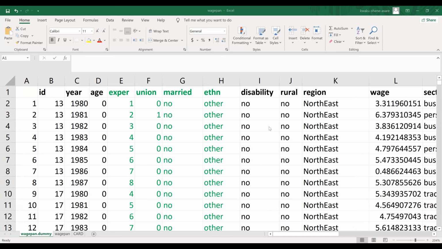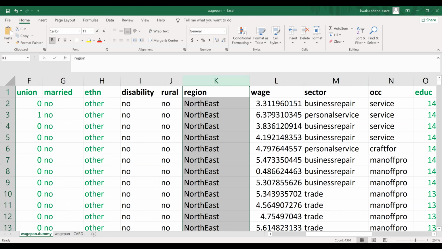Now, another thing is, there are several other things. For example, disability of the person, whether the person is disabled, whether the person is in a rural or urban area, which part of the region is the person. And then you also see wage. That is the salary of the person. This is $3.31, the first person. So the nominal wage is not that important.